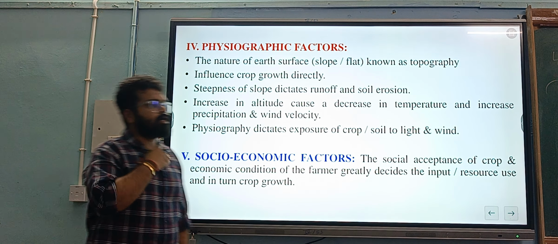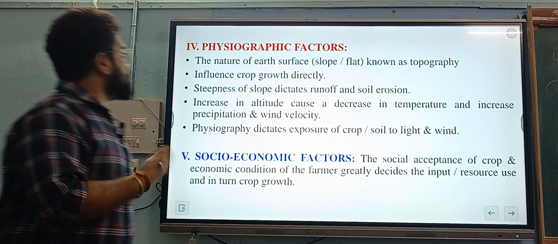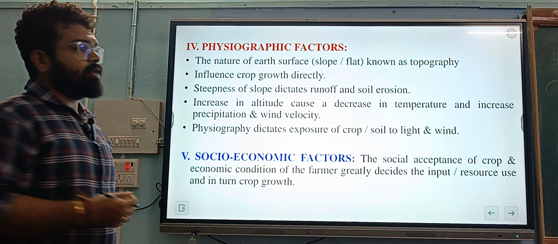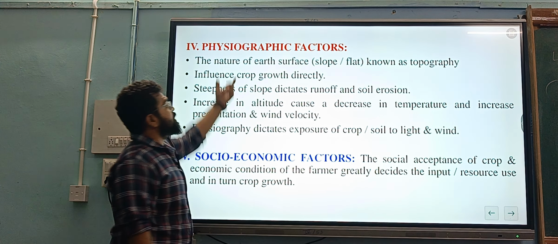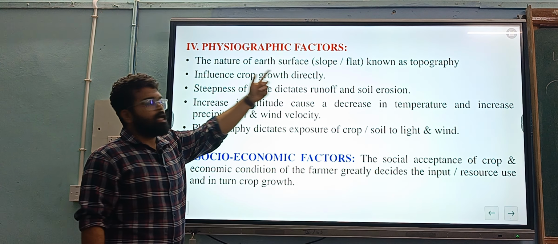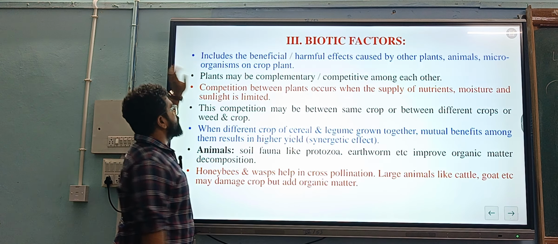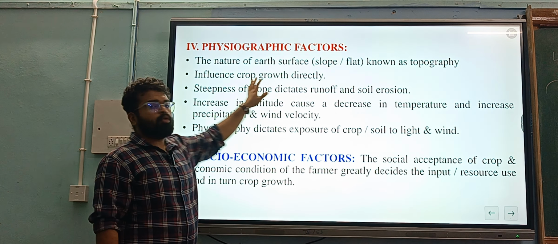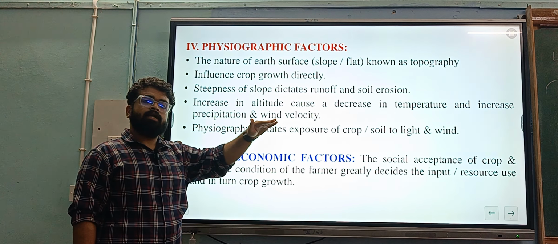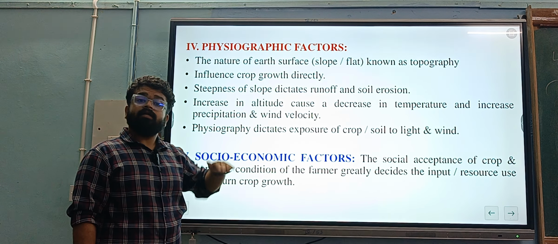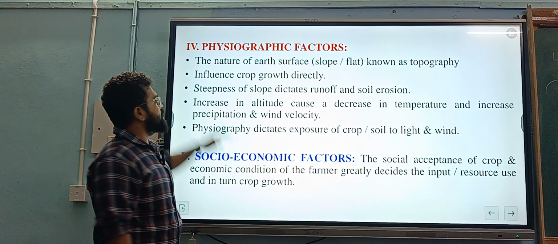So the next factor is the physiographic factor that influences the plant growth and development, that is the slope related factor. The nature of earth slope, we call it as topography, which influences the crop growth and development directly, because in flat terrain, the cultivation is very easy. In slopey terrain, the cultivation is very tough. So that influences the plant growth and development.